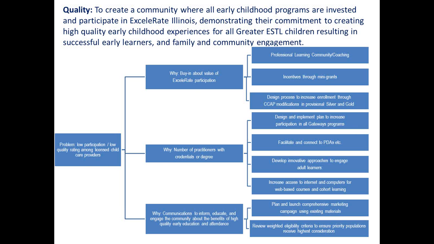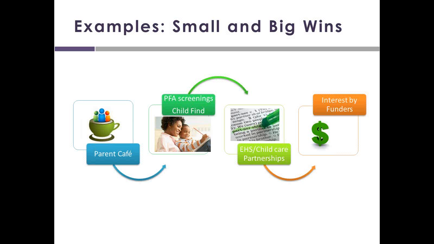The next slide gives a snapshot of some of the small and big wins to date. So the first one was a parent cafe that we did early on in our planning process, where we had about 20 parents from the community along with 20 other social service agencies, and we learned a lot through that process about parents' wishes, hopes, and dreams for their children, as well as identifying gaps and access issues in the community. So that certainly helped shape our planning process with the Innovation Zone.